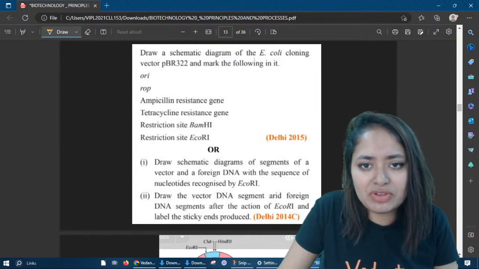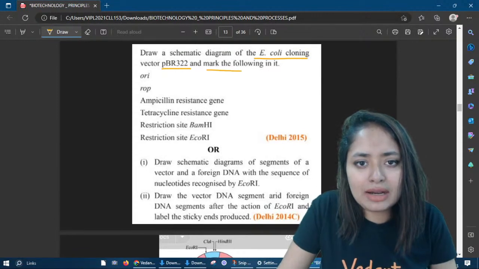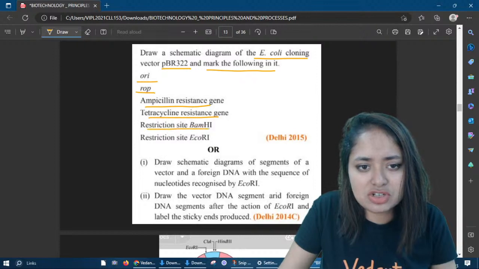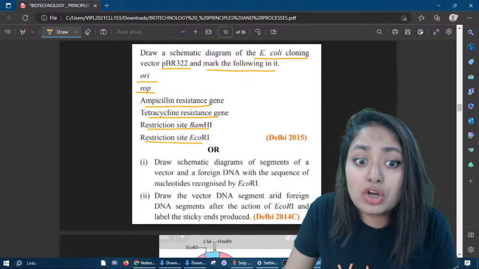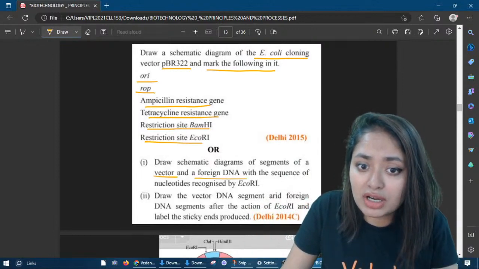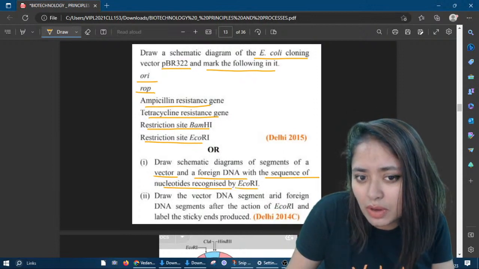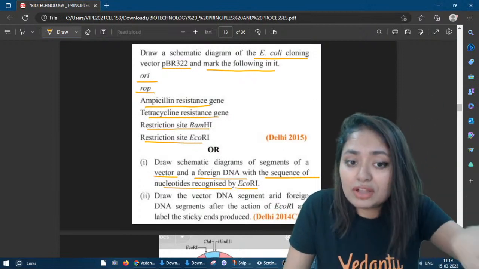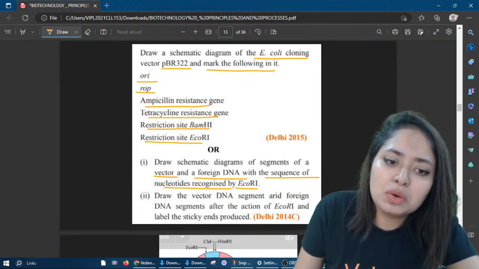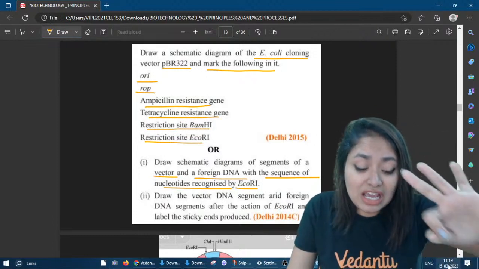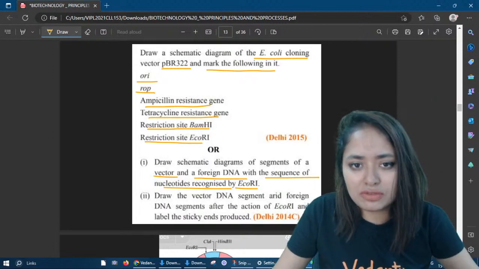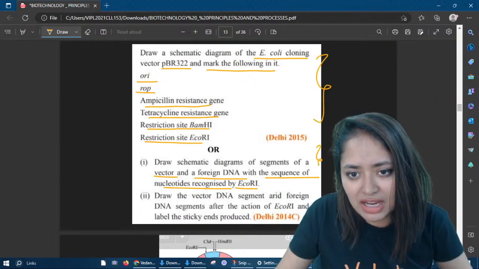All these have come in the previous years a lot of times. So, ye sab important hai. Draw a schematic diagram of E. coli cloning vector PBR 322. Mark the following in it: ORI, ROP, ampicillin resistance gene, tetracycline resistance gene, restriction site BamH1, restriction site EcoR1. Draw, usi question ka format dekho. Draw a schematic diagram of segment of vector and a foreign DNA with the sequence of nucleotides recognized by EcoR1. Complicate kar diya question ko. Draw the vector DNA segment and foreign DNA segment after the action of EcoR1 and label the sticky ends which are produced. Three questions from one topic. Every year, a different variant of the question was coming. Same answer, but variants of the question.